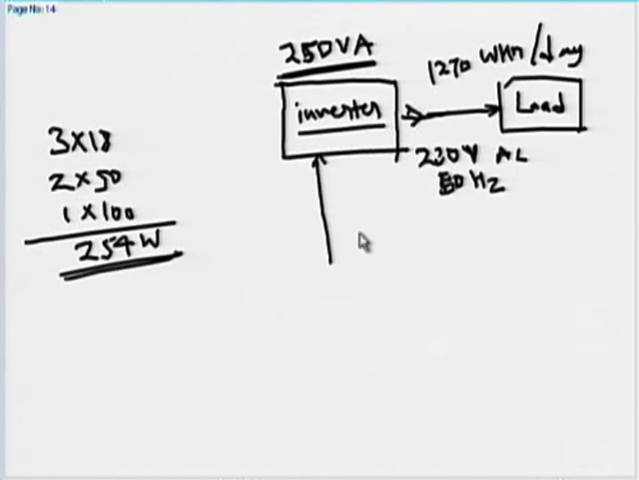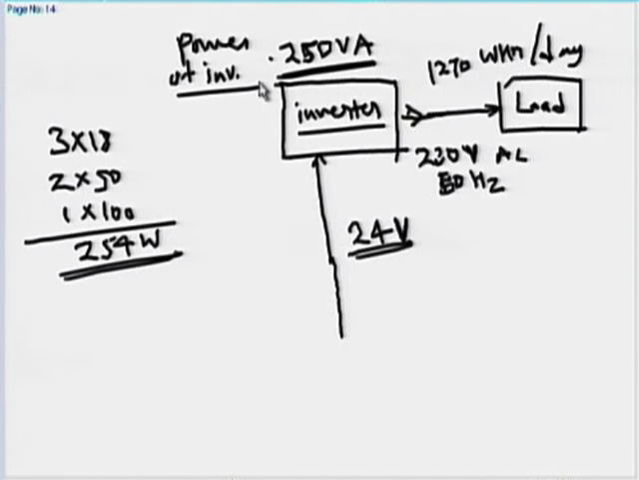Because input to the inverter will come from the battery, and this is my design, I have decided that I should have 24 volt input supply to the inverter. Now the inverter will have its own efficiency. Let us say inverter efficiency is about 85%. A good small inverter will have efficiency about 85%, not good ones will have efficiency of 75-80%.